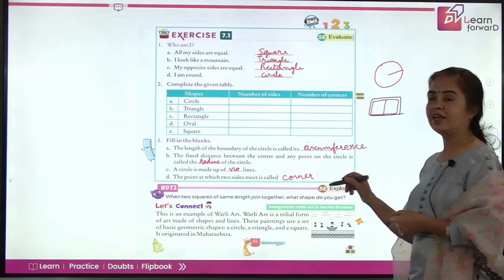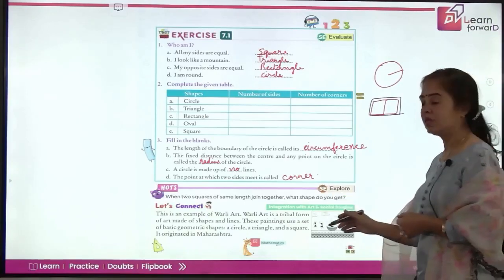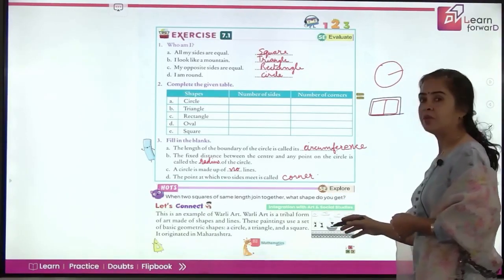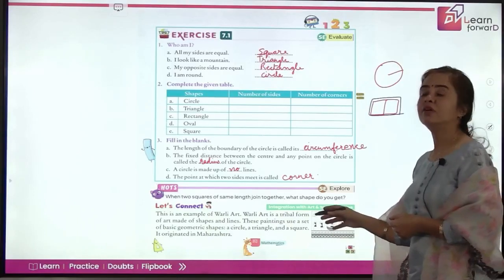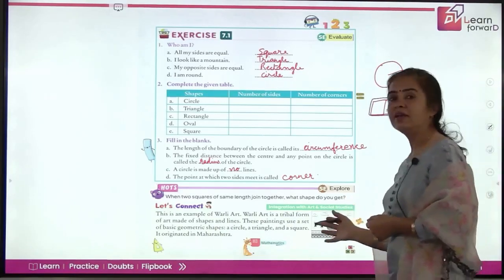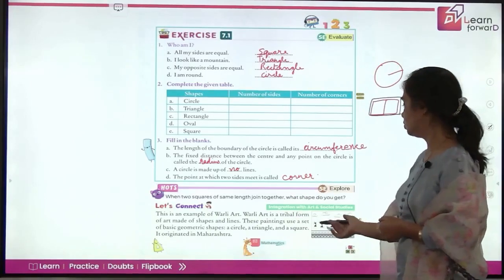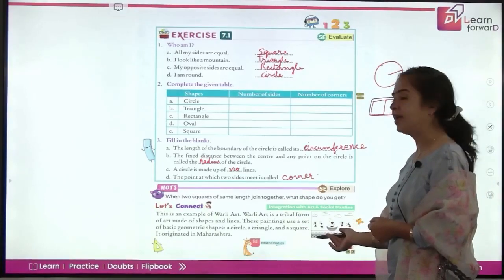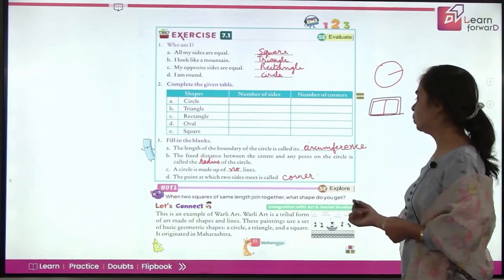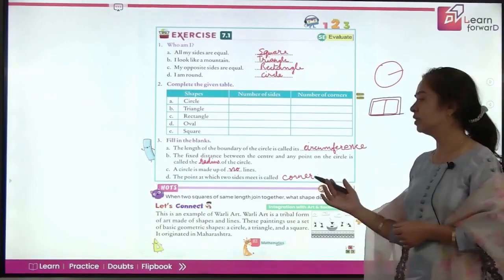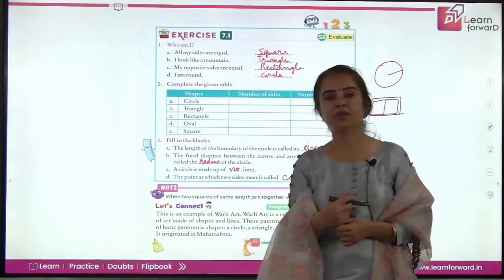Now let's connect. This is an example of whirly art. Can you see this? So this is made up of triangles and lines. They are made up of different shapes here. So you get triangle, circle, lines like this. This is whirly art and it is a tribal form of art.